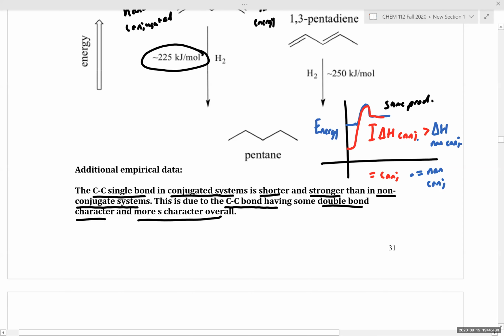Does this explanation clear things up? Does this make sense now? Could you go over what a conjugated and non-conjugated system would look like?